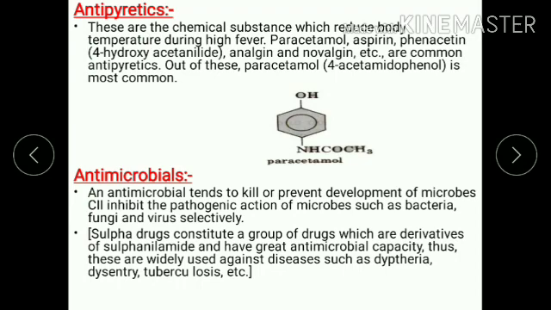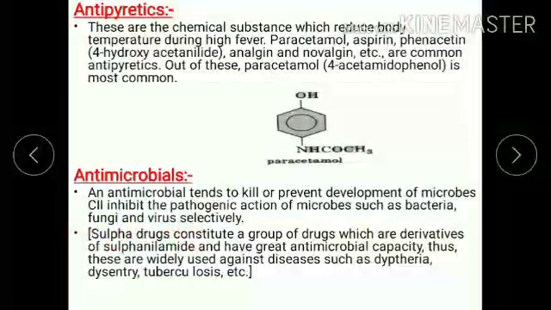Okay, then antimicrobial medicines. Next one is antimicrobial. You can see the name, antimicrobials. Anti means against microbes. Microbes means microorganisms like virus, bacteria, fungus. These medicines are used to kill or prevent the growth of microorganisms like bacteria, virus, fungus, etc.